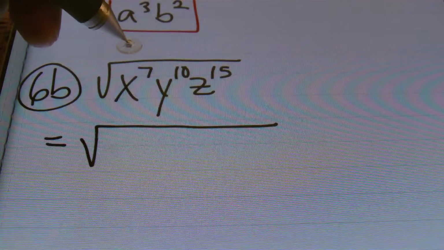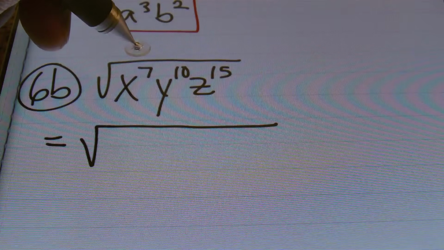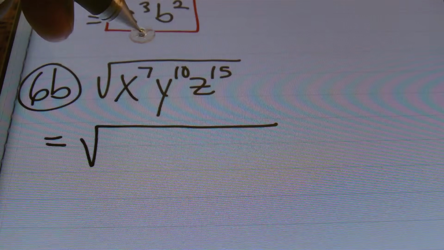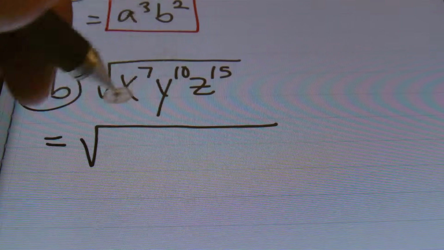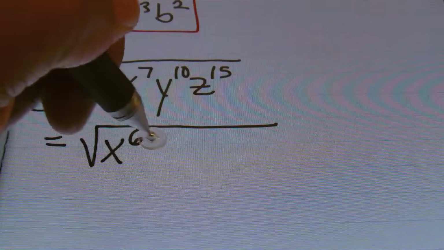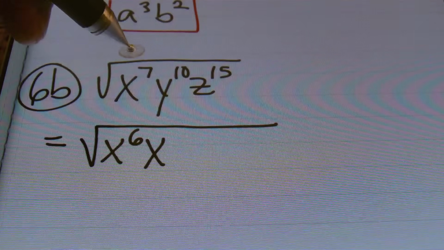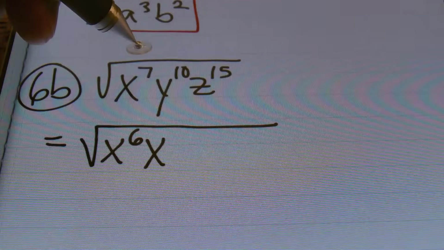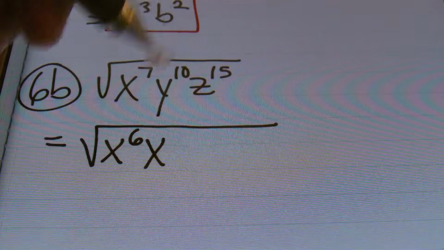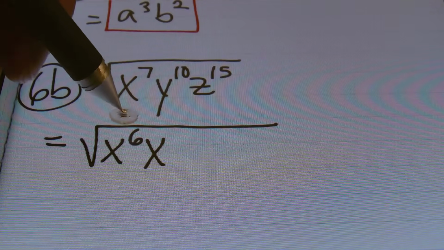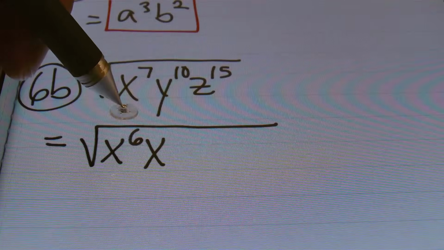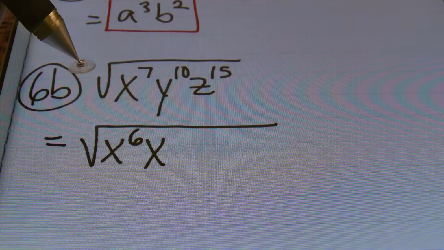The largest multiple of 2 that'll go into 7 without going over is 6. So I can expand this into x to the 6th power times x to the first power, because 6 plus 1 gives me back my original 7. I'm expanding this to show the largest multiple of my index, which in this case is 2. So I break it down into 6 and 1, which gives me my original 7.